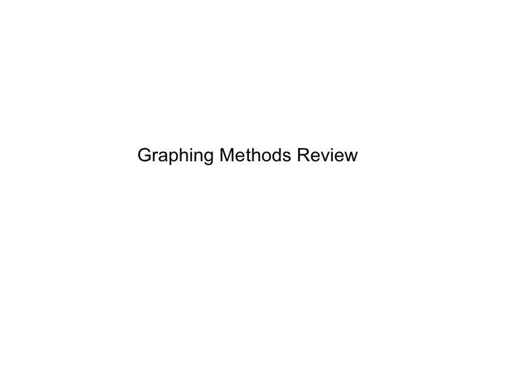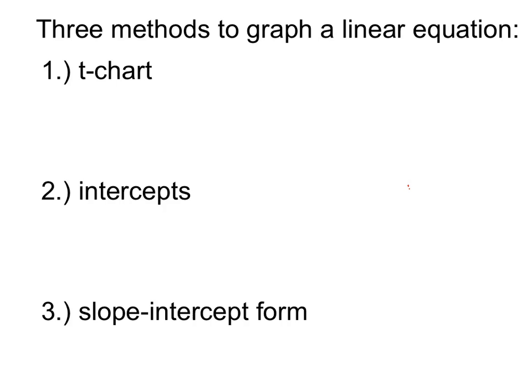Alright, so here we're going to get a little more practice and review of the different graphing methods. The three methods that we've talked about so far to graph a linear equation are 1, a t-chart, 2, intercepts, and 3, slope-intercept form. Where the t-chart method is, you create a t-chart, one column for x, one column for y, pick 3 values for x, maybe 0, 1, 2, and then you plug that into the equation to find the y values and graph those points.